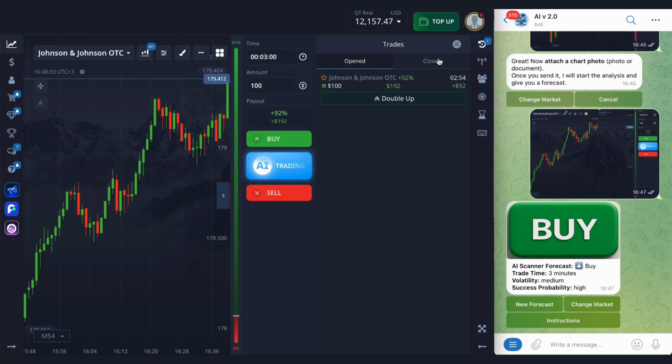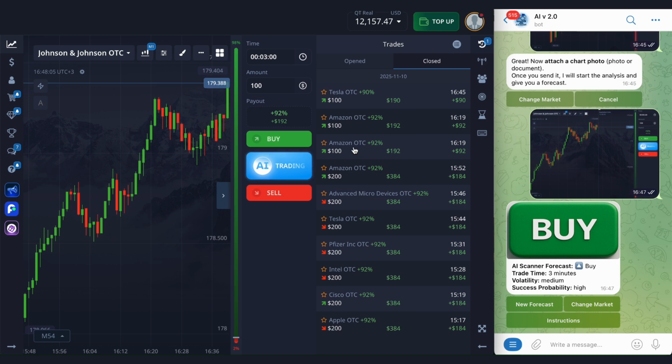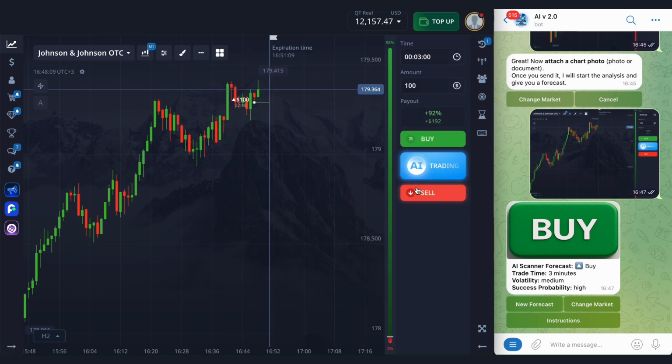So far, so good in the market today. We're able to take 1, 2, 3 different trades and all were wins. We're gonna hold on and hope this is gonna be our next win in the market. Predicted by our AI screener version 2.0 to be medium volatility level, success probability to be high. Ladies and gentlemen, we're gonna hold on tight and see how this is gonna play out.